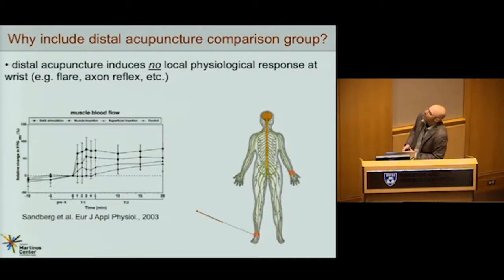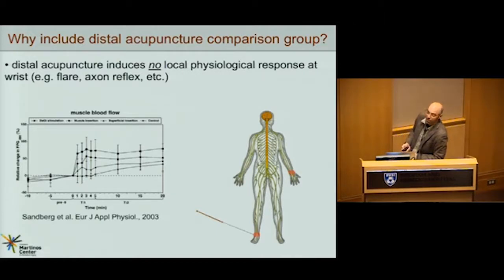So first of all, why did we want to include the distal acupuncture comparison group? Well, it's kind of an interesting question. With local acupuncture, you have this local axon reflex, this increase in blood flow that's happening right at the site of the needle. And this is graded based on how deeply you insert the needle, whether you get this da chi sensation by manipulating the needle. And so there's more blood flow, and this is a potential mechanism of action for acupuncture that wouldn't necessarily involve the nervous system and the brain, right? So the brain then is just a readout for what's happening at the wrist.